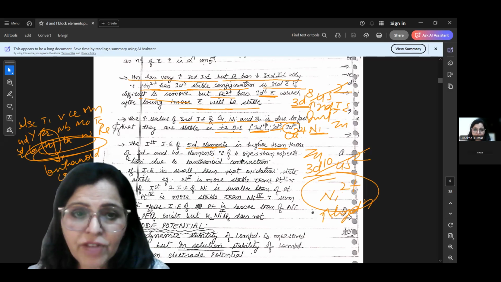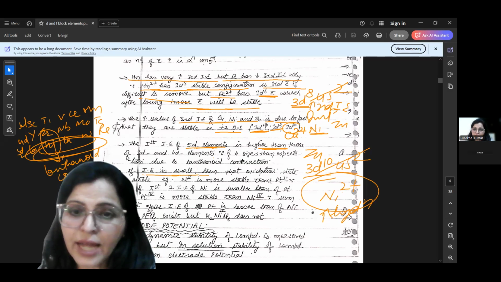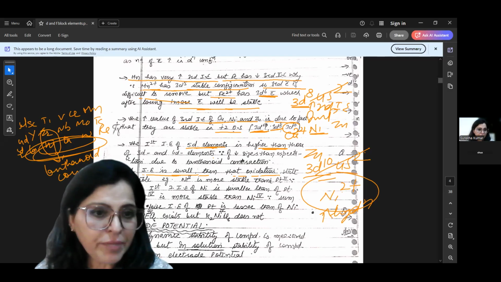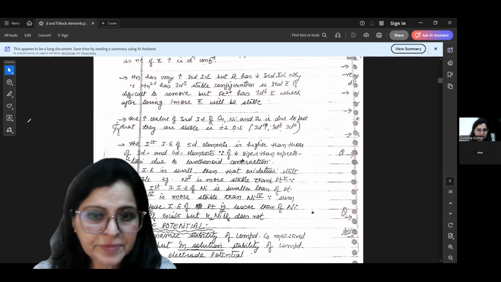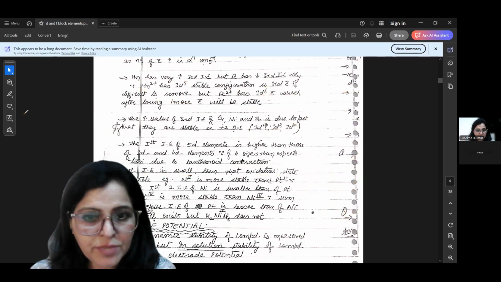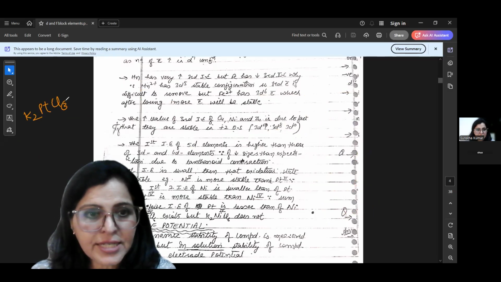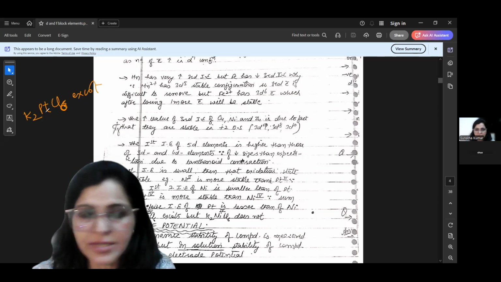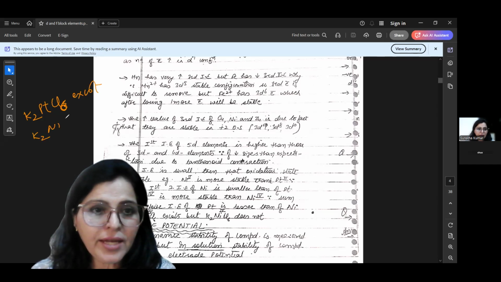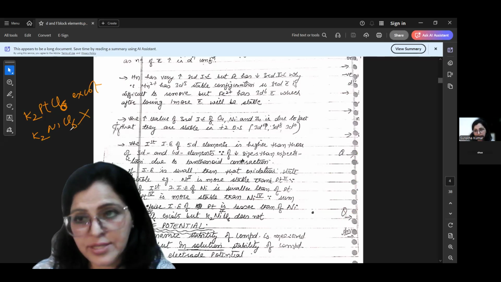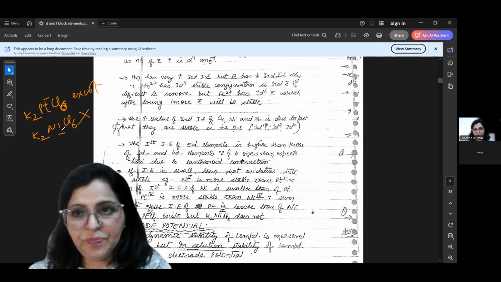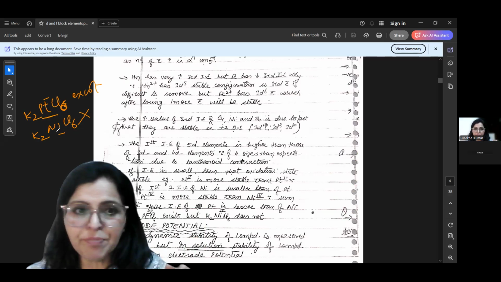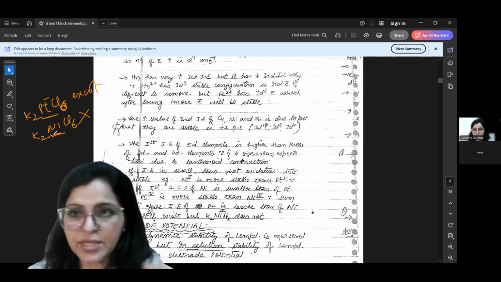Next is: if ionization energy is small, then that oxidation state is stable. What is the meaning of this line? Let me explain. The question is basically that K2PtCl6 exists. This is the question normally being asked. But K2NiCl6 does not exist, though platinum and nickel both belong to the same group. Then why is platinum making this compound and nickel not making this compound is the question.